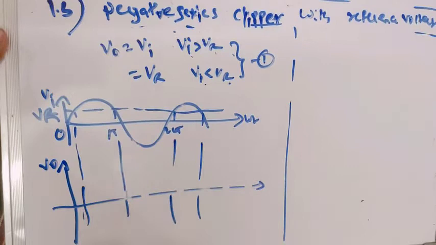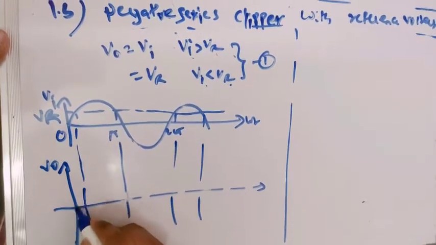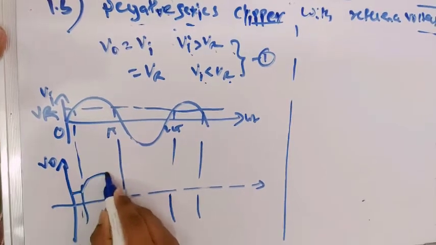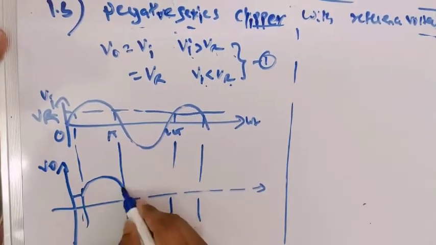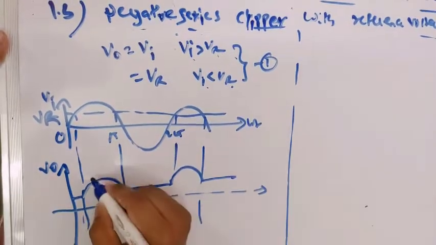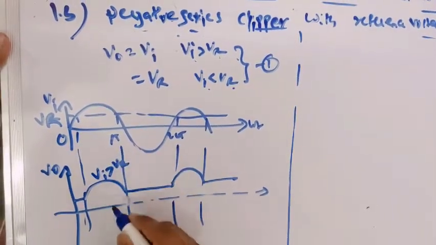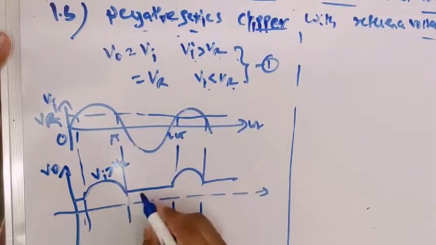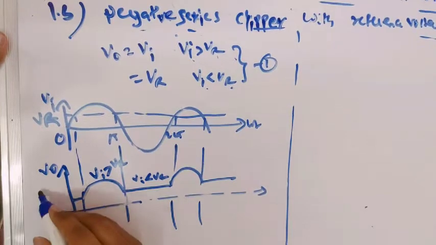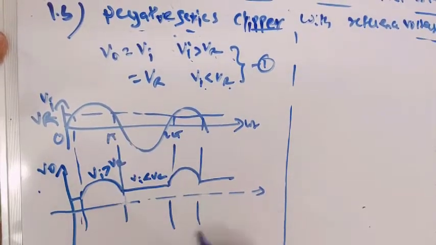So what will be the output voltage representation? When Vi is less than VR, during this portion it is restricted to VR. After that it follows the input signal. When Vi is greater than VR it follows the input, and again it is restricted to VR, and again it follows the input. When Vi is greater than VR, V0 is equal to Vi. When Vi is less than VR, it is restricted to VR. So this is the output waveform for the corresponding input waveform.